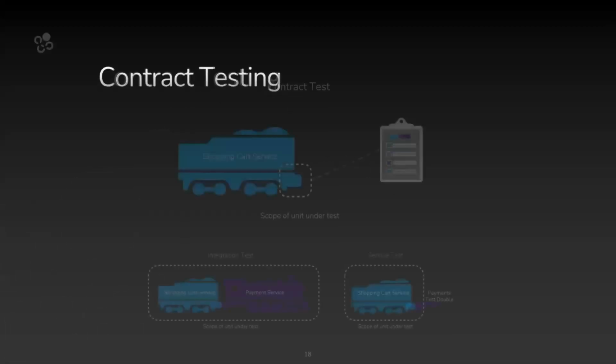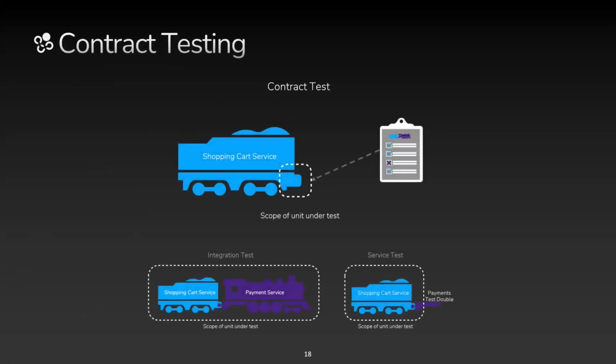So, what is a contract test? To recap, a traditional integration test spins up both services and verifies that they properly work together. Service tests try to narrow the test scope by replacing the external service with a test double. A contract test is different. It interrogates each service in isolation to see if the two interfaces are compatible with each other. It has a much narrower scope and only tests the interface between the two services.